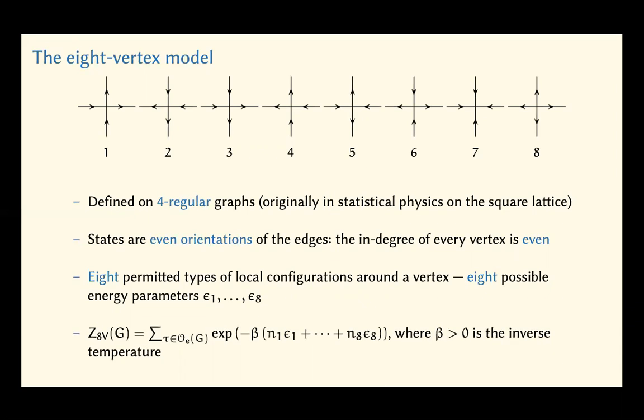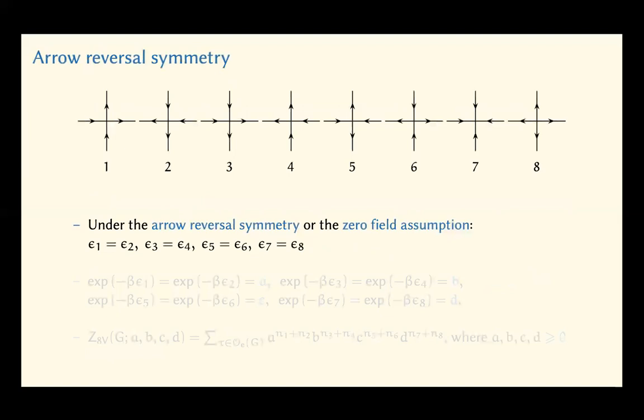The partition function is defined to be the sum of the weight over all even orientations, and the weight of each even orientation is in this exponential form. It's e to the minus beta times the sum of all the energies on vertices, where beta larger than 0 is the inverse temperature. We further assume the arrow reversal symmetry, or the so-called zero field assumption in physics, in which we assume if we flip all the arrows around the vertex, the energy parameter is not changed.